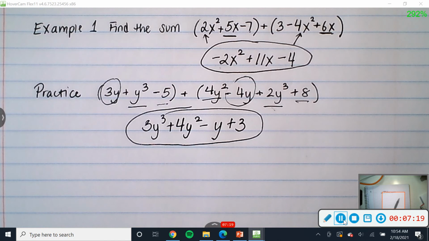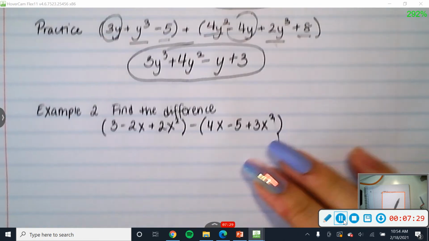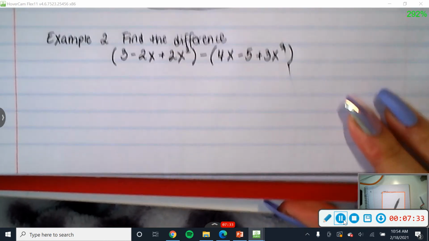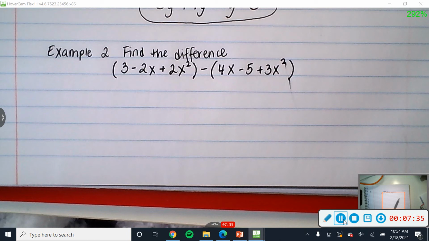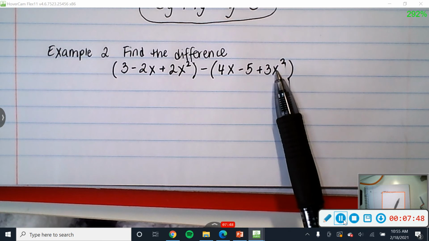Okay, so now let's look at a subtraction example and figure out how do we subtract polynomials. Okay, here's our subtraction problem for example 2. So we want to find the difference, and here when subtracting, make sure that you do something a little bit different than when we did for adding. Because the way subtraction works, you need to make sure that you subtract every single one of these terms individually.